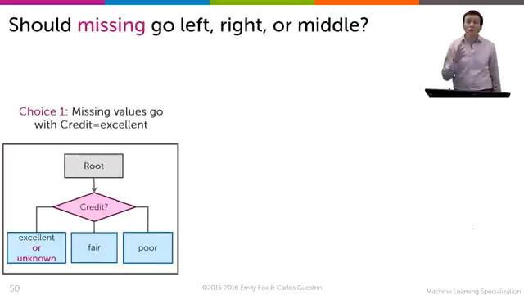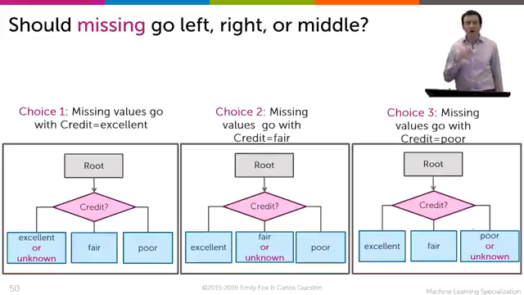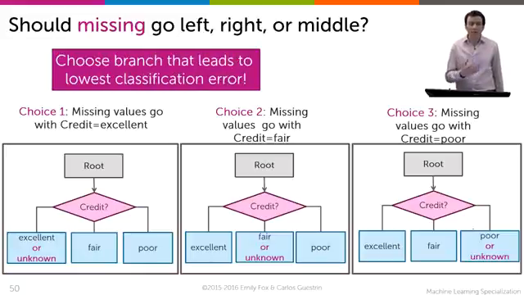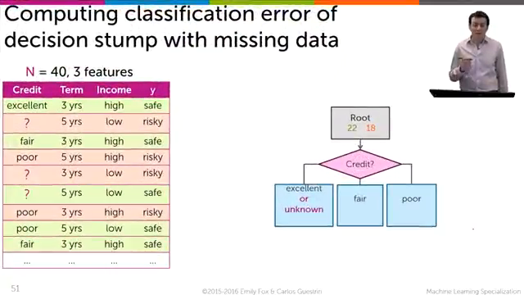Now we have to decide where missing data is going to go. So let's say that we choose to split on credit. We're considering splitting on credit. If we're considering splitting on credit, what should we do with the missing data? Should we put it with people with excellent credit, with people with fair credit, or with people with poor credit? I don't know what's best, but we have a principle for dealing with this. It's a principle that says choose the branch that leads to the lowest classification error, just like we did before. Let's say that we're considering splitting on credit, and we're considering assigning the missing data to the branch where the credit was excellent. Let's see what happens.